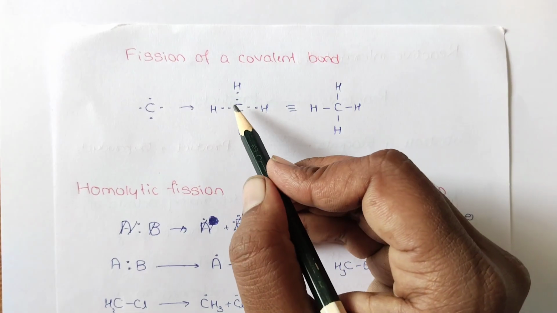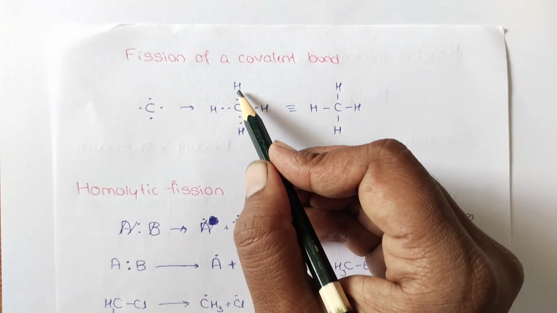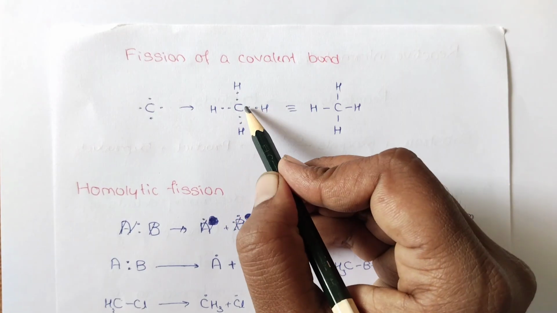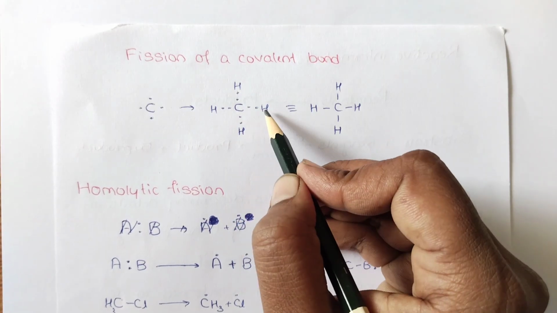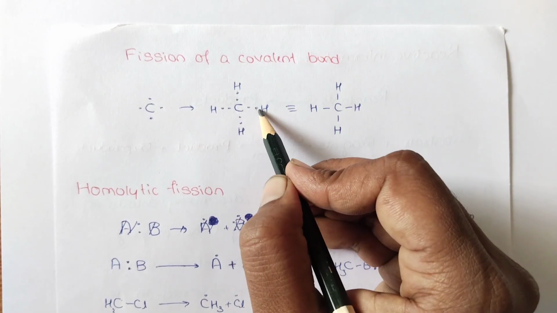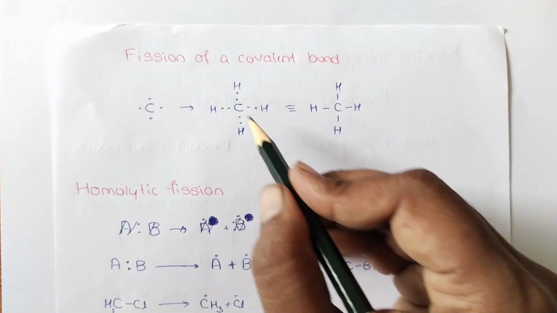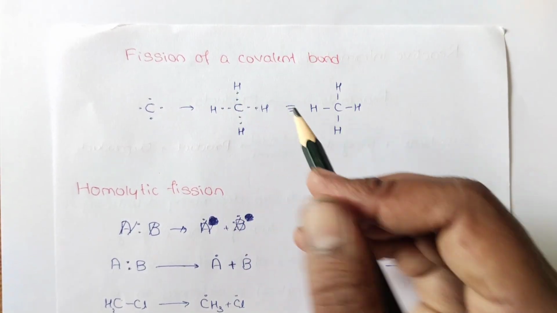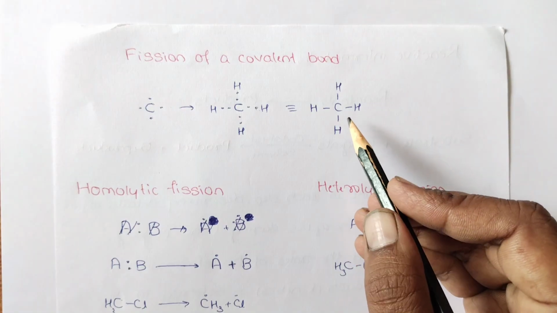This carbon is sharing its 1 electron with this hydrogen, and both are sharing these 2 electrons. Here also carbon is sharing 1 electron and hydrogen is sharing 1 electron, hence there is a new covalent bond between this carbon and hydrogen. Here also the same, so that its octet is complete, and the hydrogen's octet is also complete, hence methane is formed.